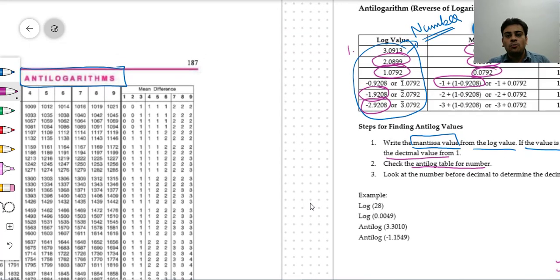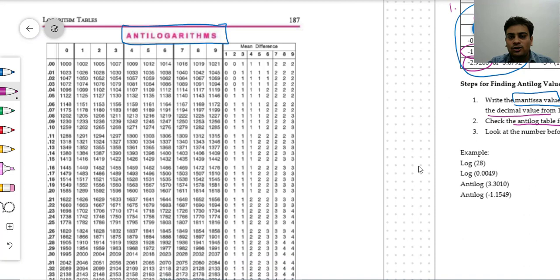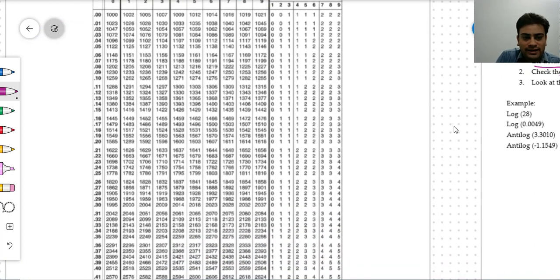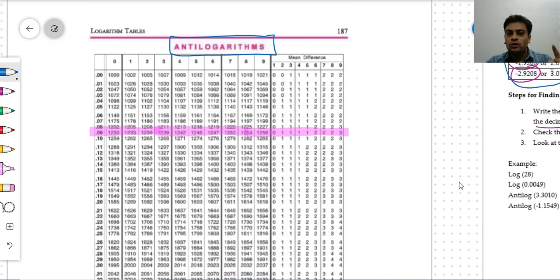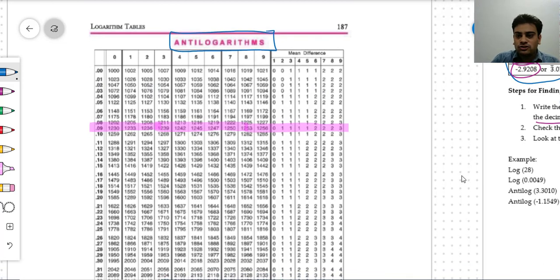So in the first case, my Mantissa is 0.0913, decimal 0913. You can see here decimal 09, so I will be highlighting this particular row, which corresponds to 0.09, right? My Mantissa is 0.0913. So I have highlighted the row for 0.09. This 0.09 we have seen in the first column.